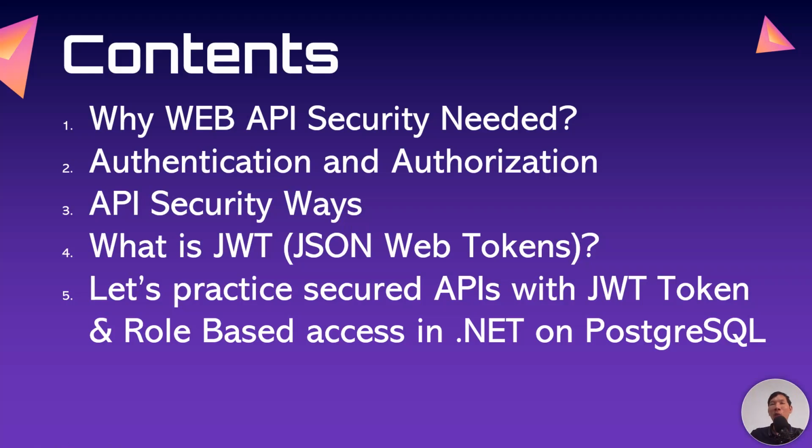In today's content we will cover why API security is needed, authentication and authorization, API security ways, what is JWT, JSON Web Token, and the final thing is how to implement a secure API with JWT tokens and role-based access in .NET by using PostgreSQL.